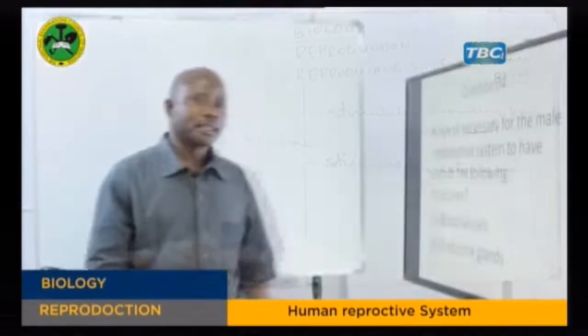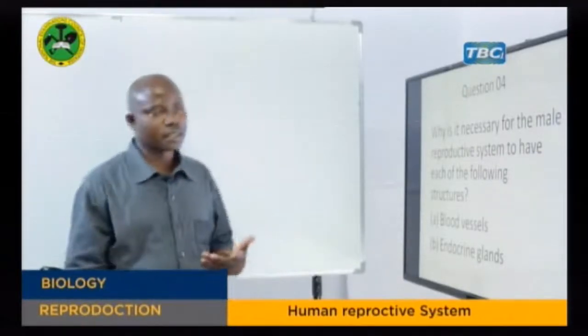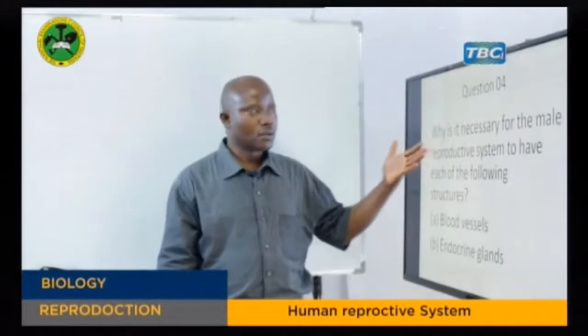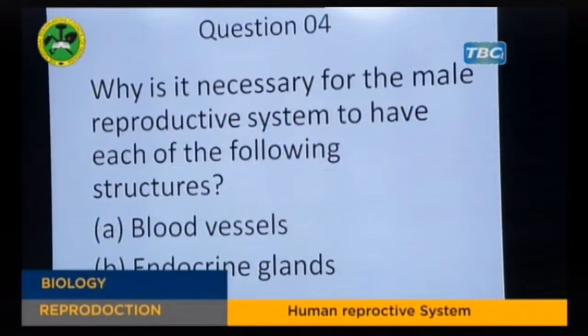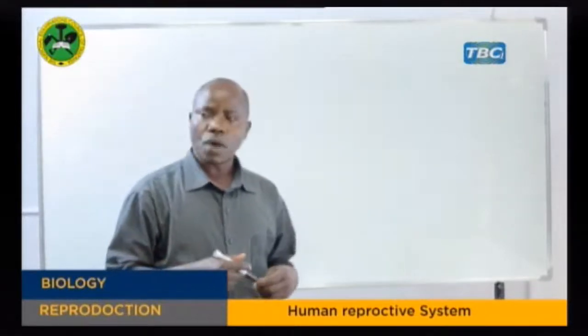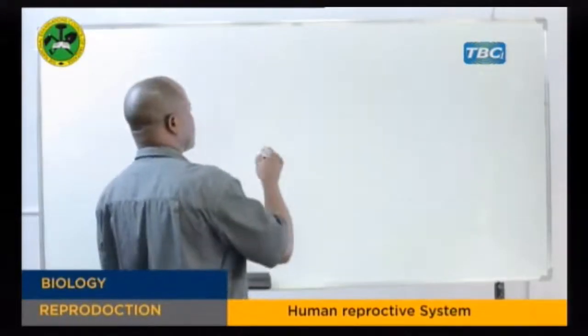My dear students, let us now see the next question. The next question is question number 4, which reads as follows: why is it necessary for the male reproductive system to have each of the following structures? A, blood vessels. B, endocrine glands. Dear students, this question also wants you to explain the role of the blood vessels.